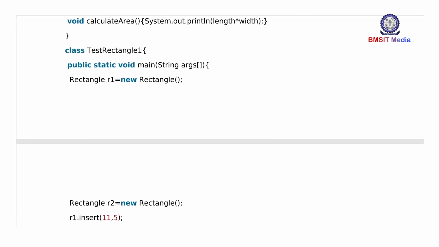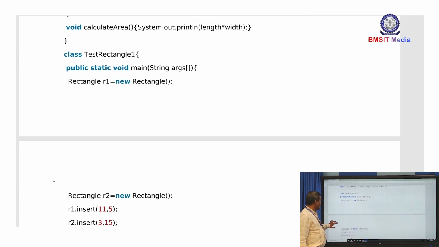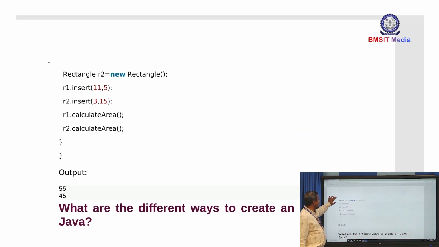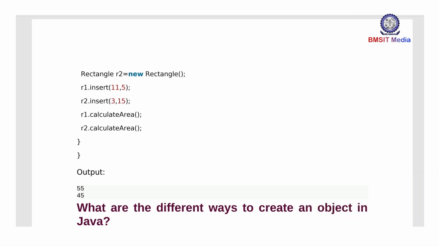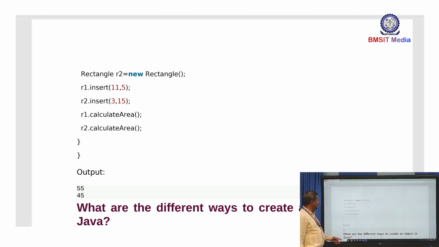we are creating an object called R1 with the help of the new keyword, and an object called R2 with the new keyword. We call the insert function with R1 and insert function with R2. Again, we call the calculate area function with R1 and with R2. So this is how we can insert the values, just by calling two different methods: one for insertion, the other for calculation or display.